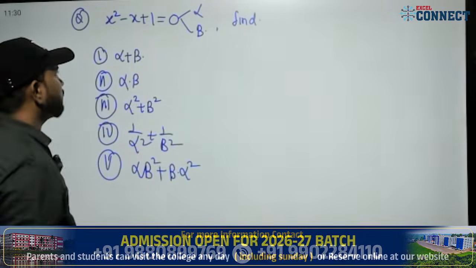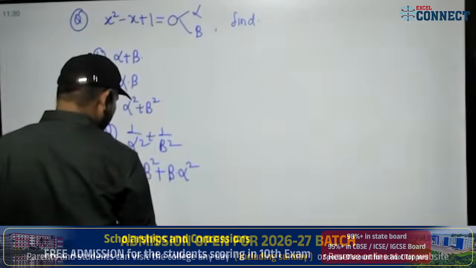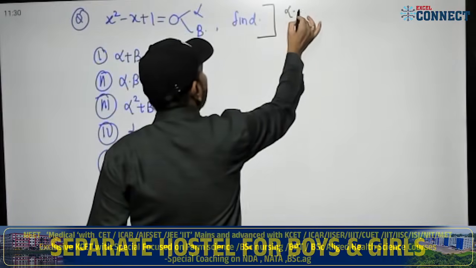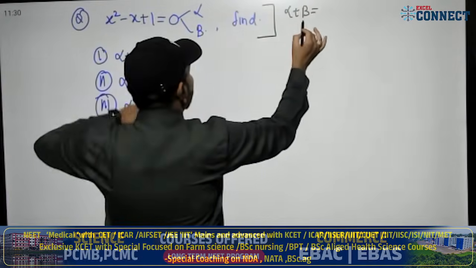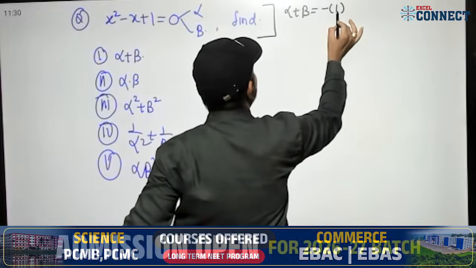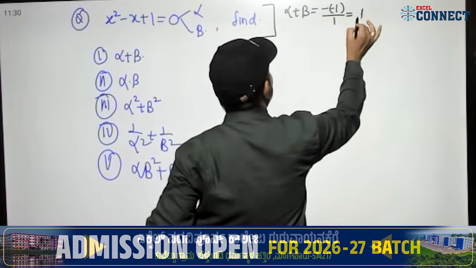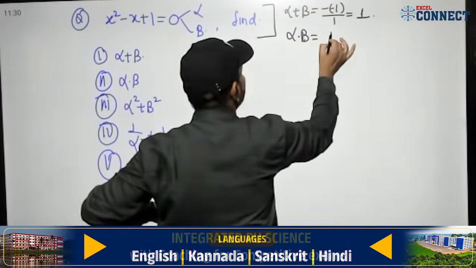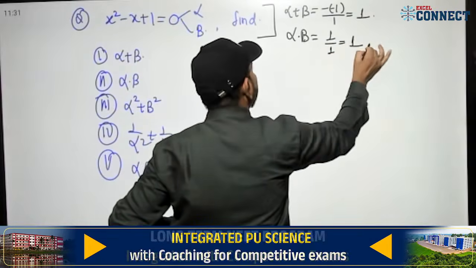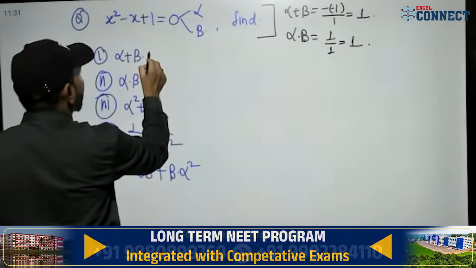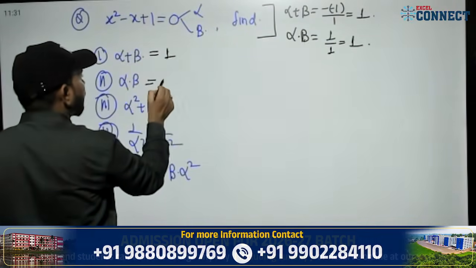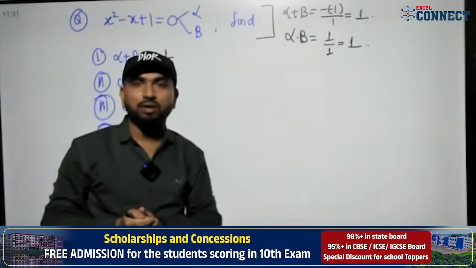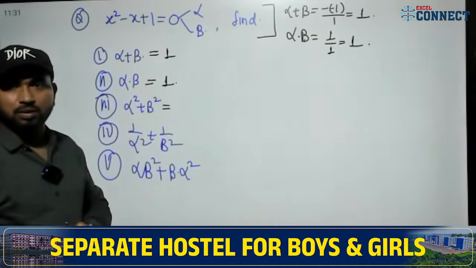Now see, you know one thing, alpha plus beta is equal to what? Minus b by a. So minus 1 divided by 1, it means 1. Okay. Alpha into beta is equal to c by a, means 1 by 1. It means also it is 1. Now this answer I already found, it is 1. Now how to find alpha square plus beta square?